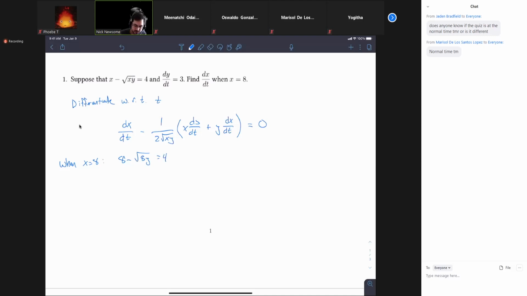So let's see what happens here. We're going to get square root of 8y is equal to 4. So subtract and then move things over. And then square both sides and then divide. So 8y is equal to 16. So y is equal to 2.